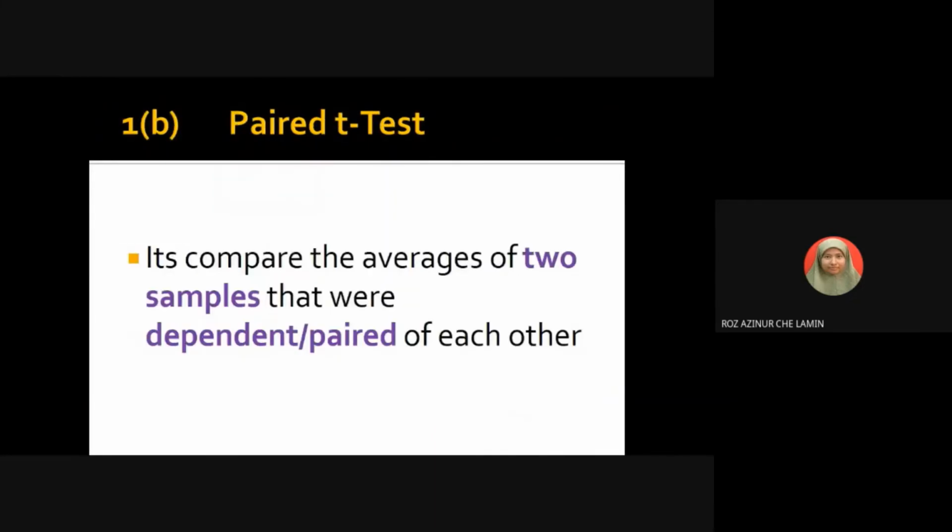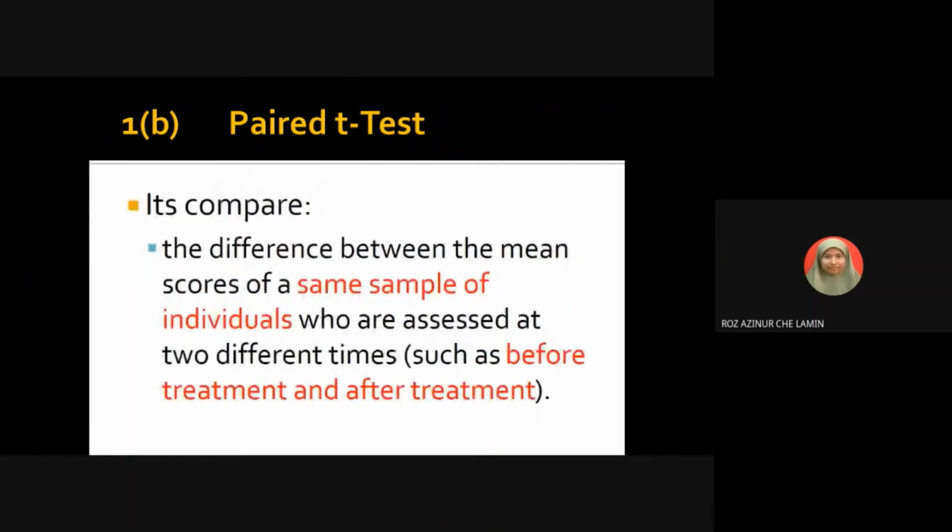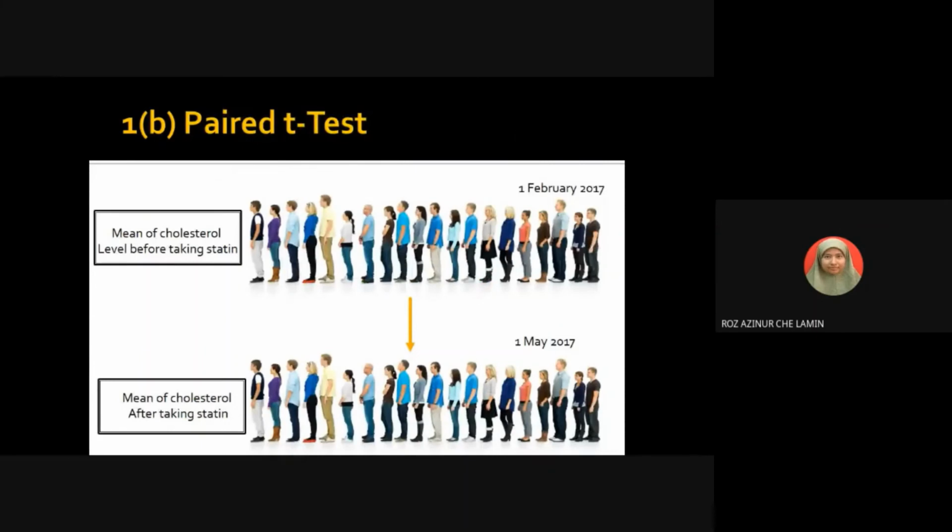Okay, next we move to the paired t-test. It compares the average of two samples that are dependent or paired with each other. It also compares the difference between the mean score of the same sample of individuals who are assessed at two different times, such as before treatment and after treatment. Can you see the illustration here? They are the same person.